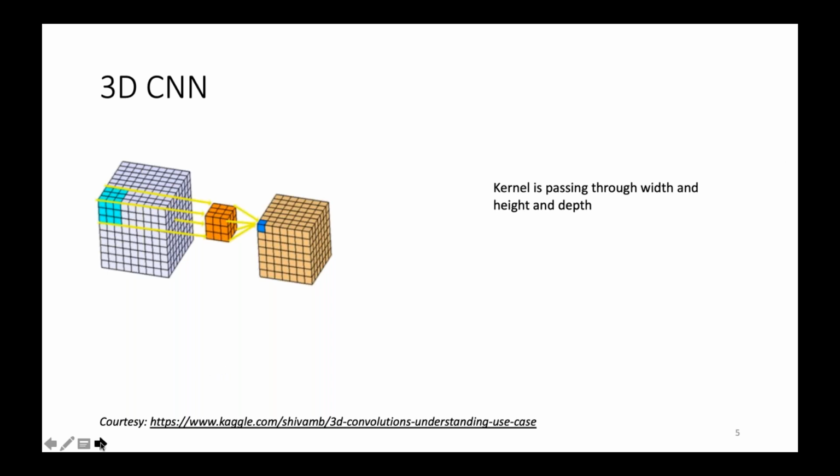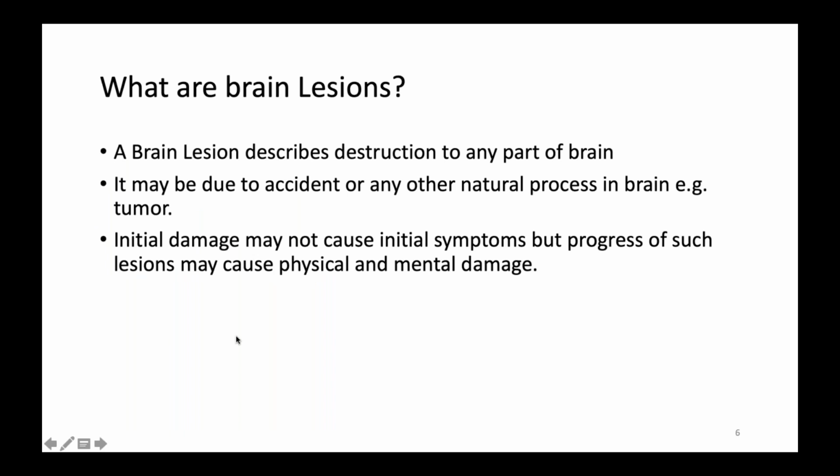So let's get back to the basics of some medical terms. What are lesions? Brain lesions are described as destruction in any part of the brain. It may be due to an accident or a natural process. Suppose somebody has a brain tumor; that is also called a lesion. Initial damage may not cause initial symptoms, but the progress of such lesions may cause physical and mental damage.